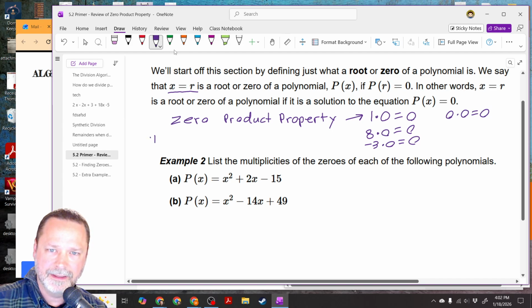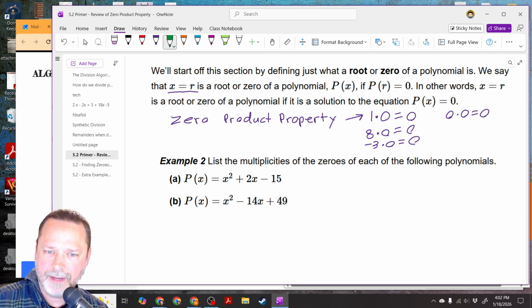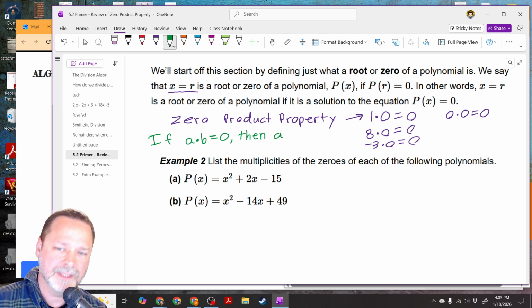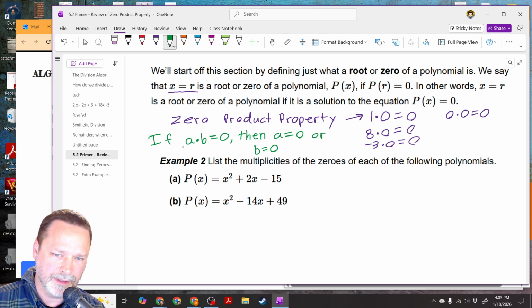So what is the zero product property? It says this: if you have two numbers, let's say a and b, and you multiply them, so a times b equals 0, then one of those numbers must be 0. Then a equals 0 or b equals 0. There's our zero product property. If a times b equals 0, then a equals 0 or b equals 0. So that's just a quick little review on that.